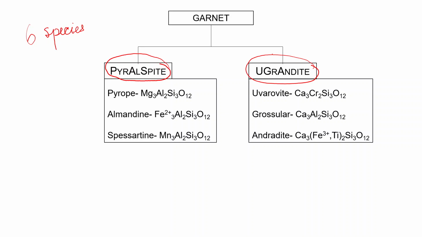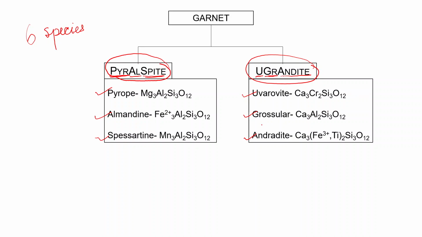Now, how do we get these names? If you look at how I have written these two names, pyralspite and eugrandite, you can see these are derived from the names of the garnets only. So PYR stands for pyrope, AL for almandine, and SPITE for spessartite. While in eugrandite, U stands for uvarovite, GR for grossular, and ANDITE for andradite.